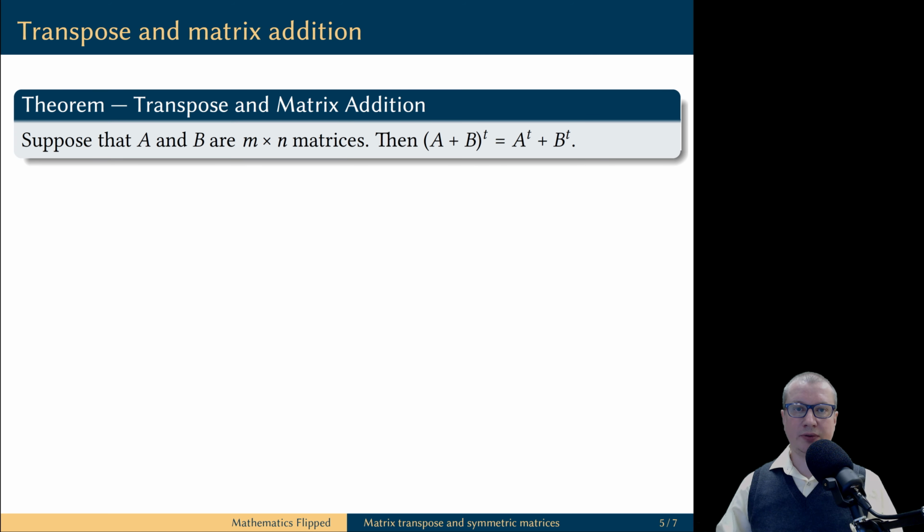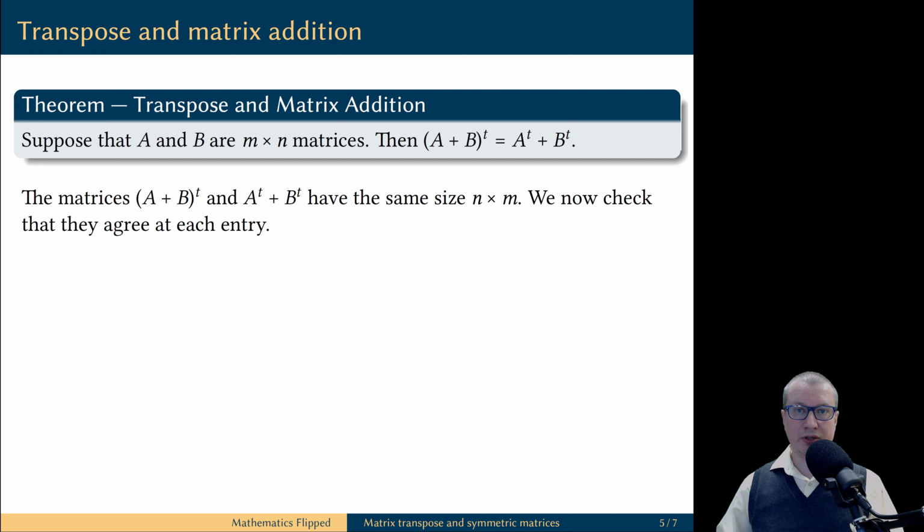Now, let's see how the transpose works with the operation of matrix addition. And the result is fairly simple. Transpose distributes over matrix addition. To prove that two matrices are equal, first we have to check that they have the same size. If both A and B have the size m by n, then A plus B has the size m by n, then taking the transpose makes this into a matrix of size n by m.